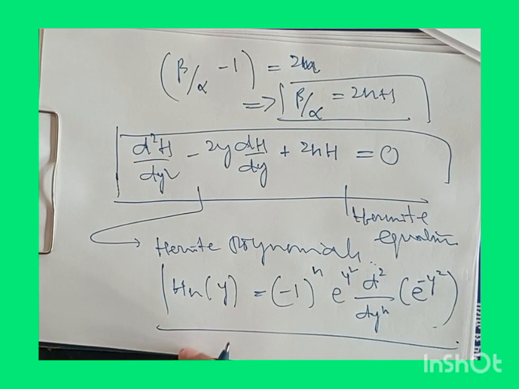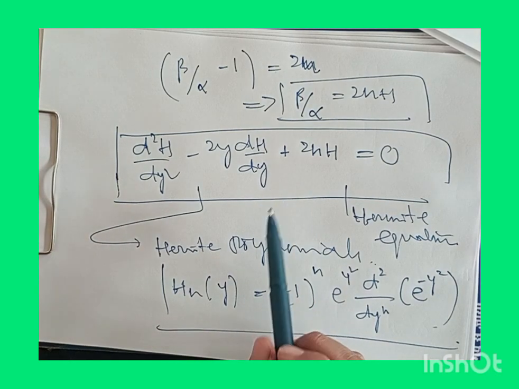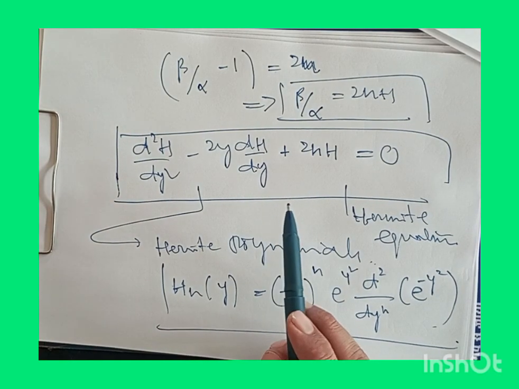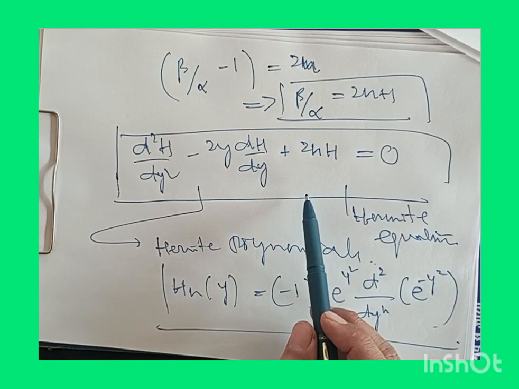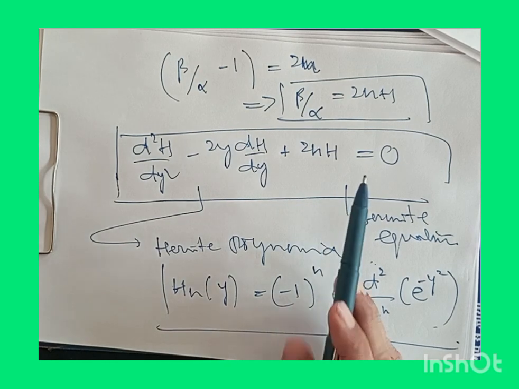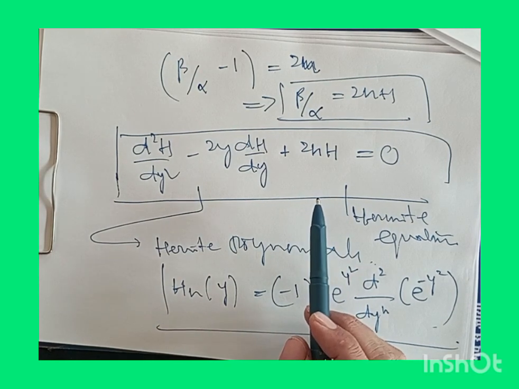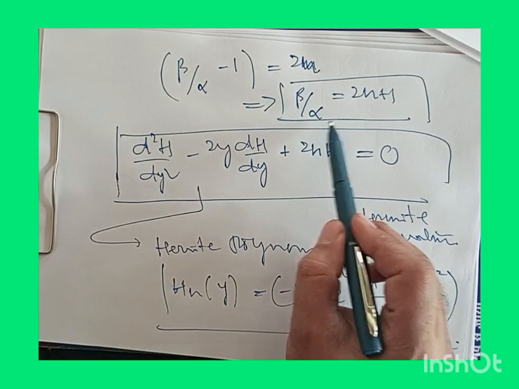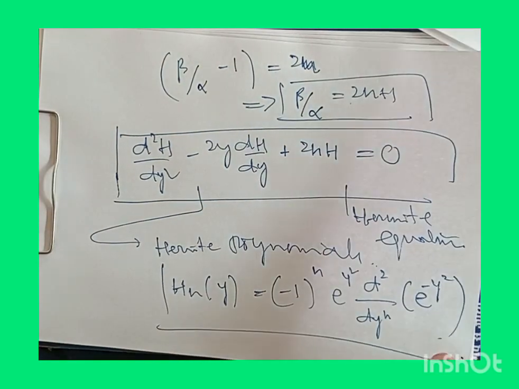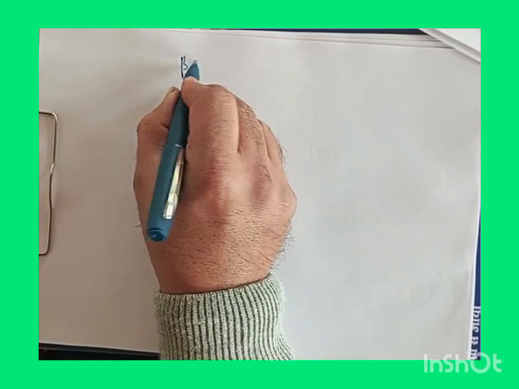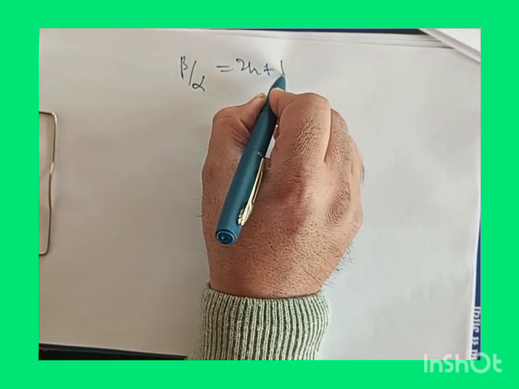Okay, so now let us go with the constant. Now only those solutions for this equation are acceptable whose values for y are such that this beta by alpha is equal to 2n plus 1. So only those are the acceptable solutions of this differential equation, this Hermite equation. So for that case, what I have is beta by alpha is equal to 2n plus 1.